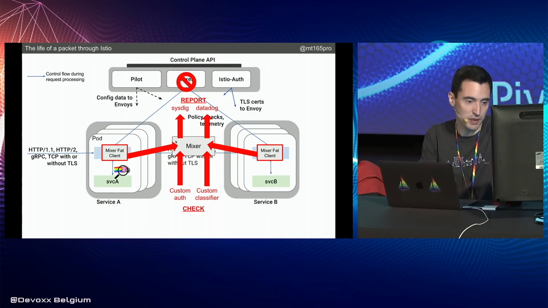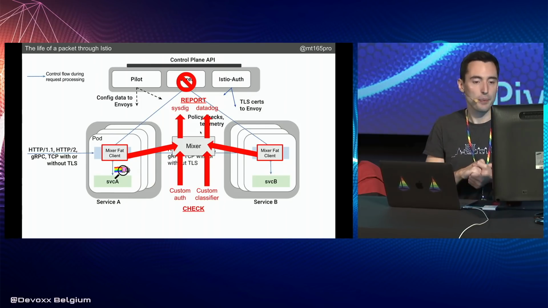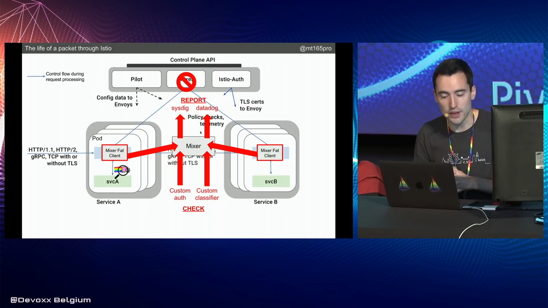So all of that's sent up to Mixer. Mixer does some checks and does some reporting. It still seems like Mixer's on the hot path, right? It still seems like it's a single point of failure. And it would be, but the key to this is caching.